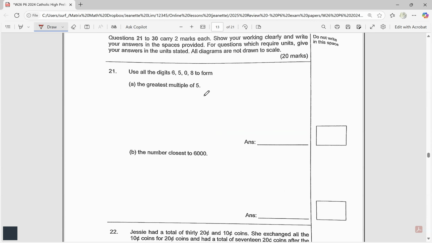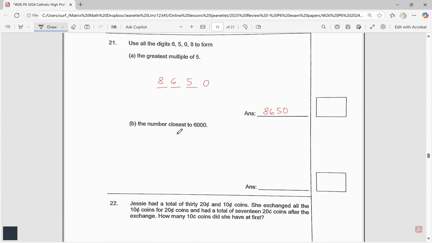Question 21. Use all the digits 6, 5, 0, 8 to form, first one is the greatest multiple of 5. Greatest multiple of 5 means that you either end with 5 or 0. But since you want the greatest number, right, you end off with the smallest one. Okay, we try to make the number as big as possible, so the last number will be a 0. Now just arrange them in descending order. So 8, 6, and then 5. 8, 6, 5, 0.